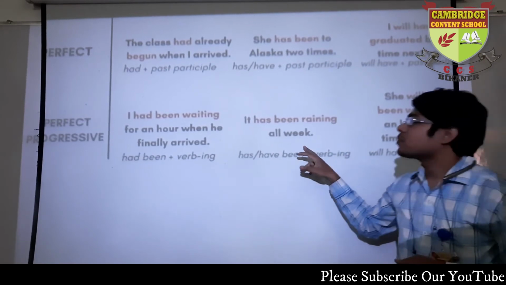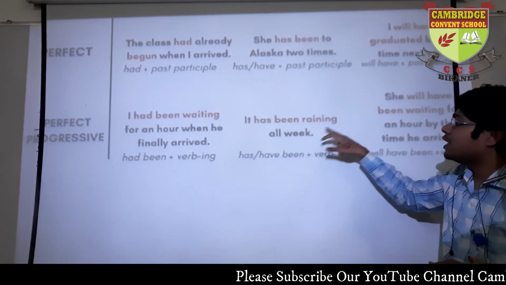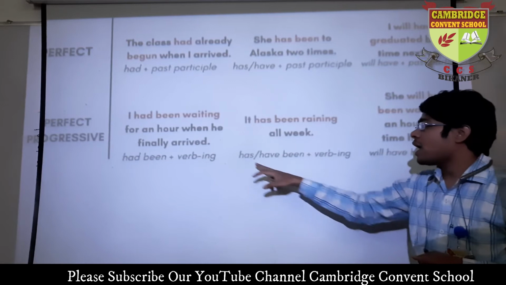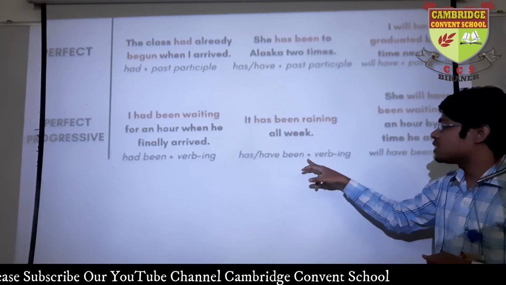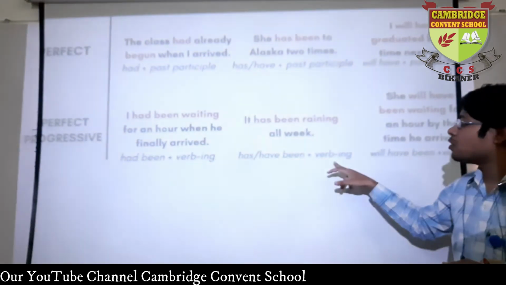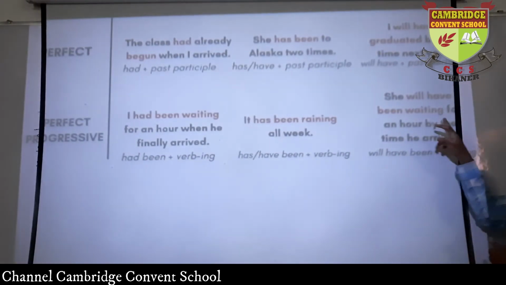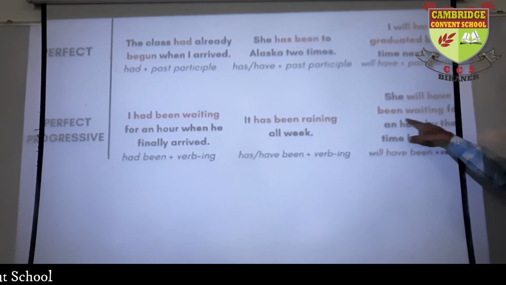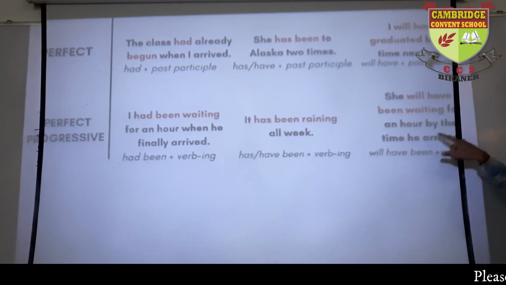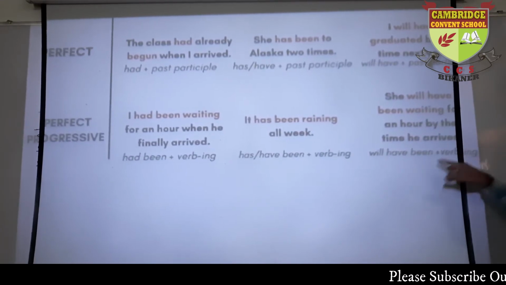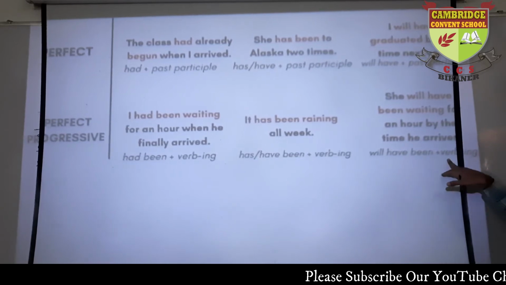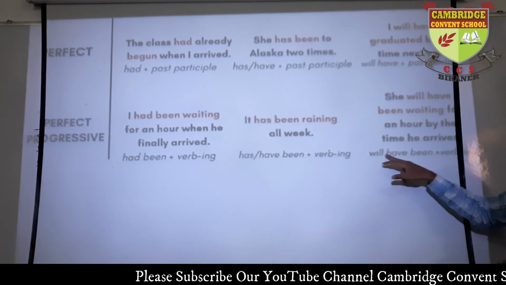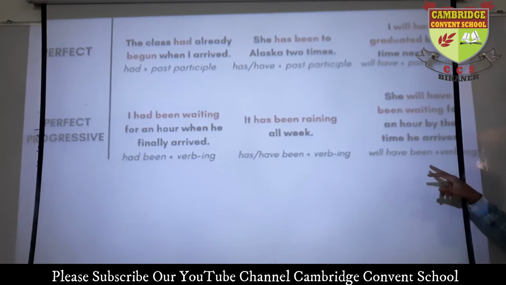In the present tense, the sentence is: it has been raining all week. So look at the structure: has or have, been plus verb plus ing, the fourth form of a verb. In the future tense, look at the example: she will have been waiting for an hour by the time he arrives. So the structure is will have been plus verb plus ing, or the verb in the fourth form. Will have been plus verb fourth form.